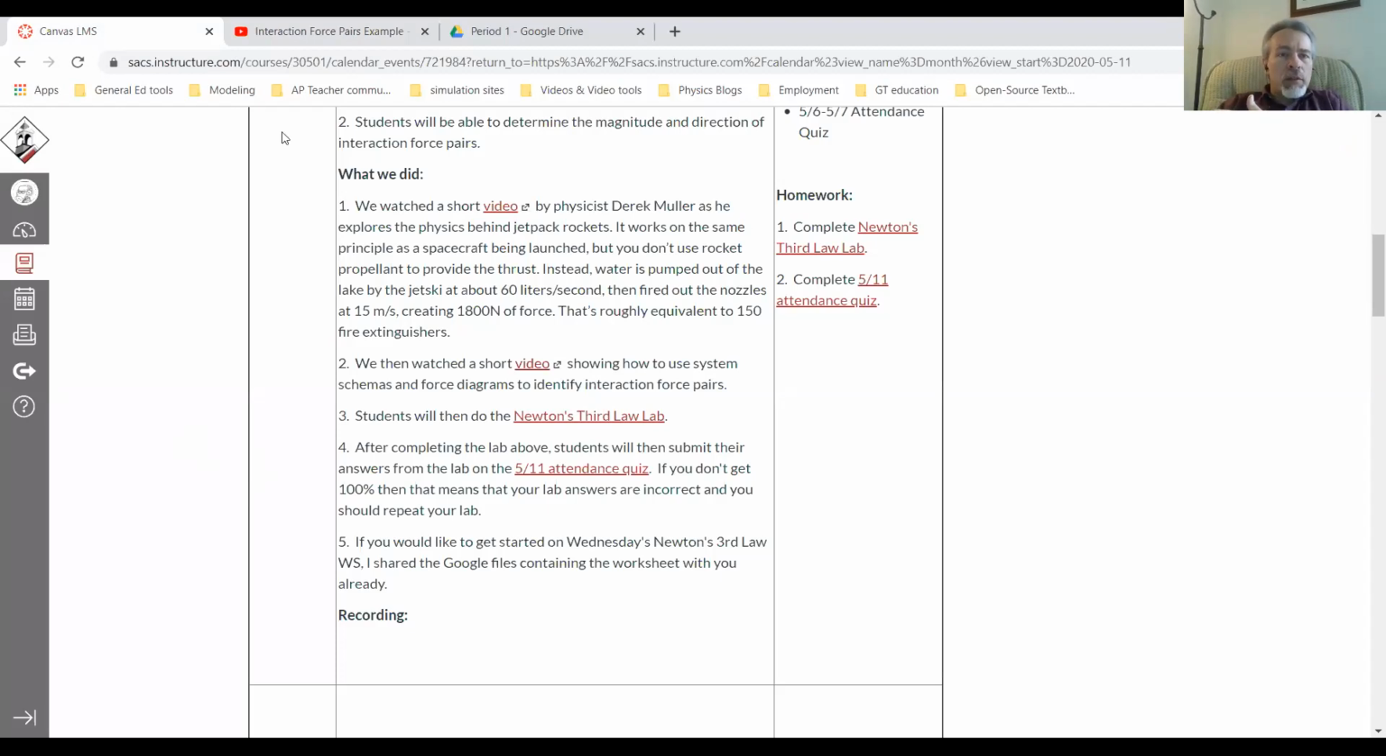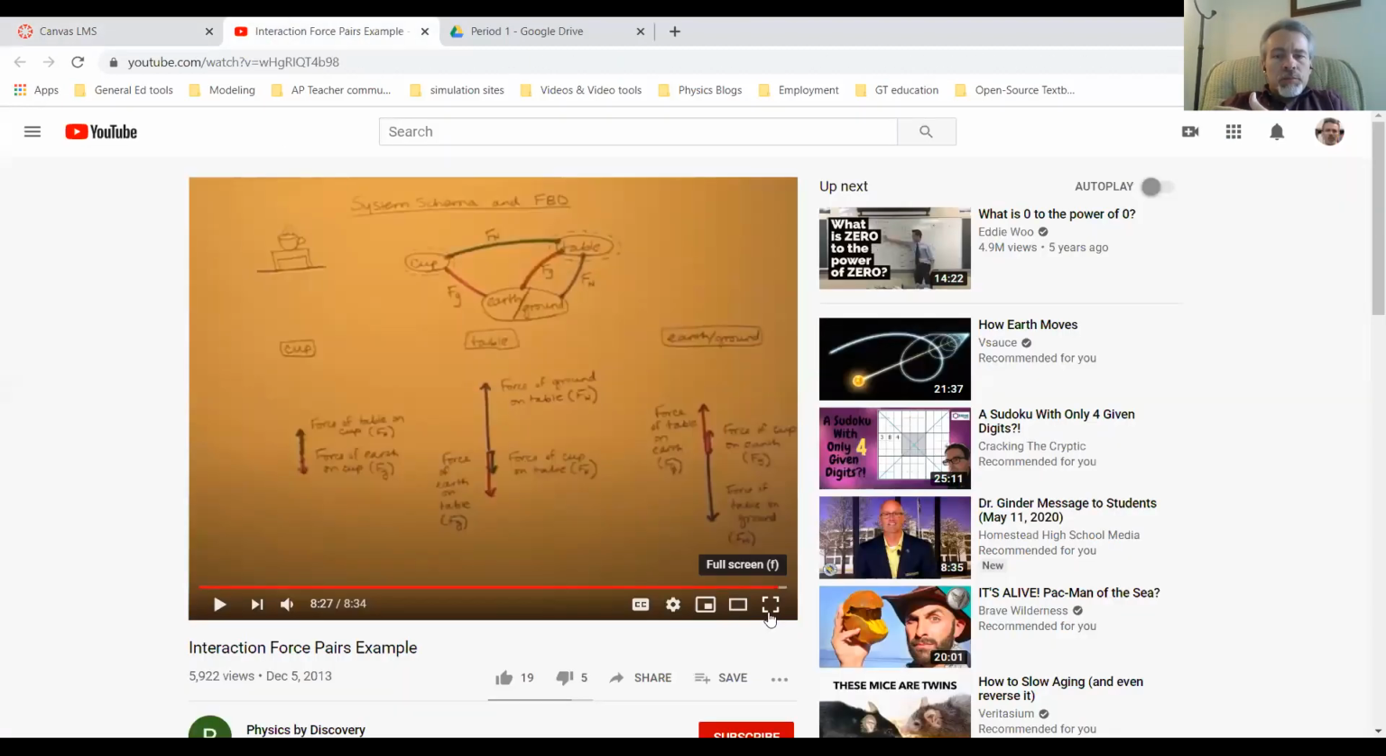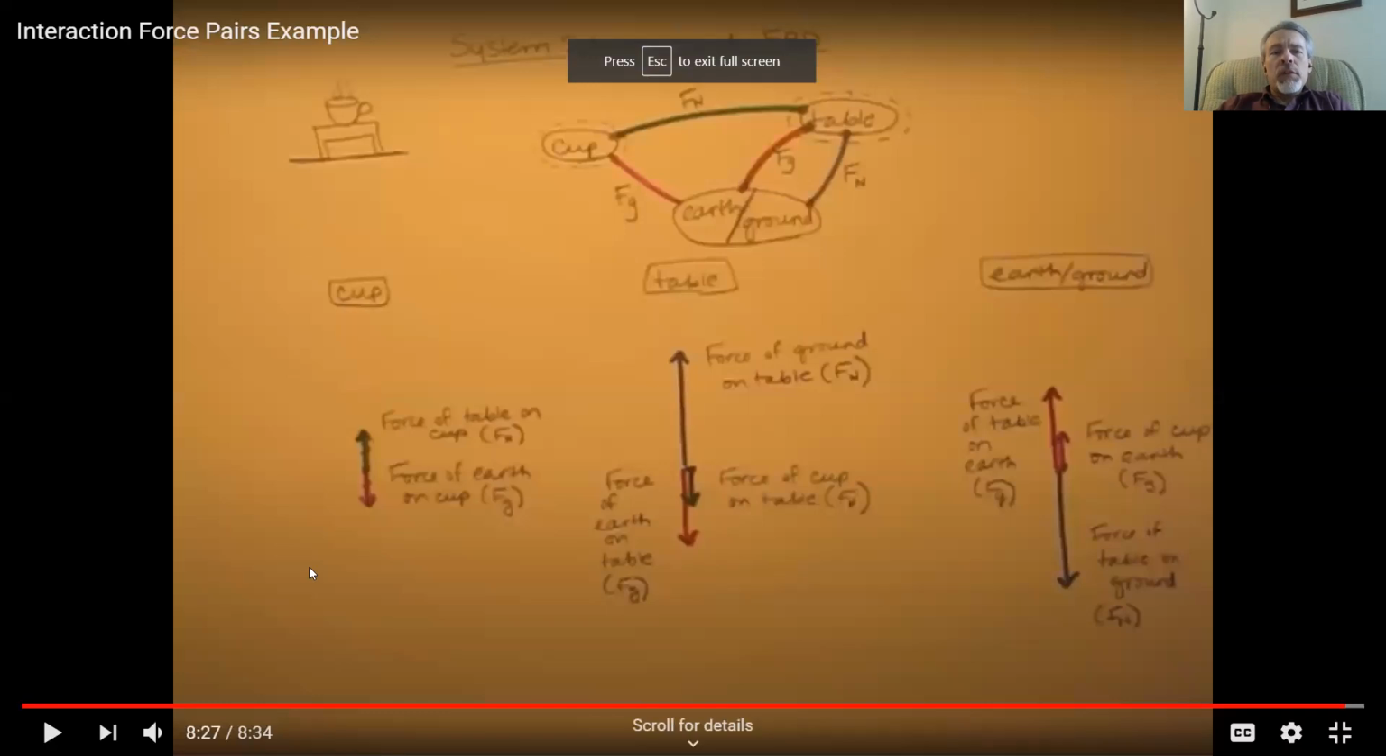In fact, let me go back to this picture here. Sometimes they don't give you the same effect. Like if you were to drop a cup, you would say, oh, that cup really is accelerating downward, so there must be more gravity on it than on the earth. No, it's the same amount of gravity. You can see the arrow was the same size.